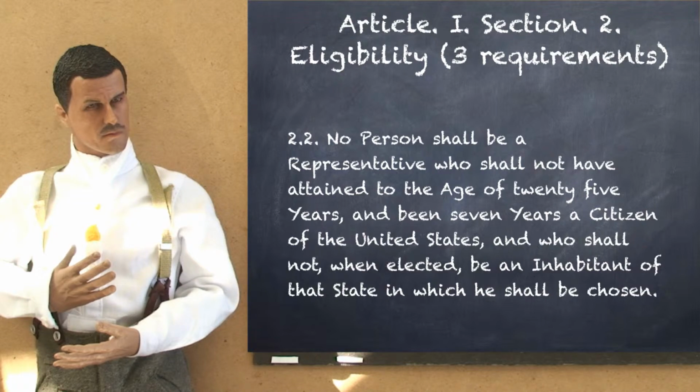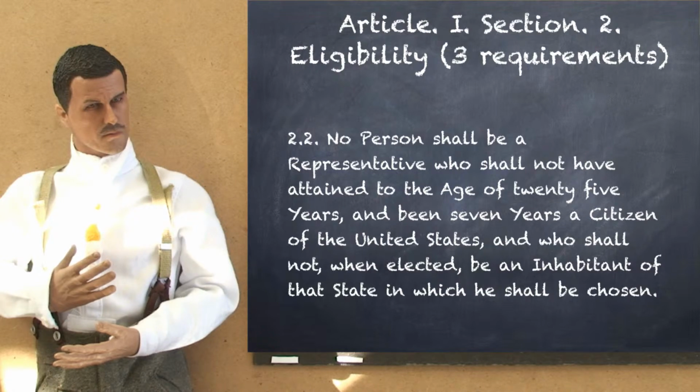So this is kind of the ineligibility. They put it in the negative. They say, you can't be a representative unless you're 25 years old. And you have to be a citizen of the United States for 7 years. And you notice you can also be a naturalized citizen. You don't have to be a native-born American citizen.